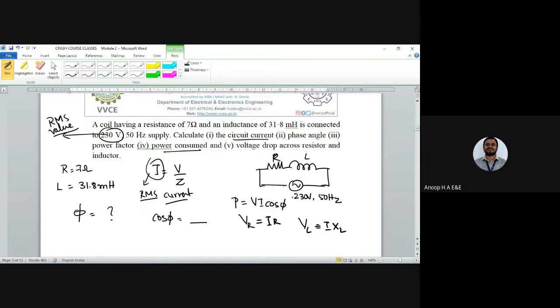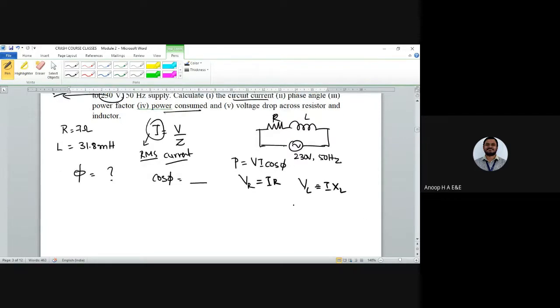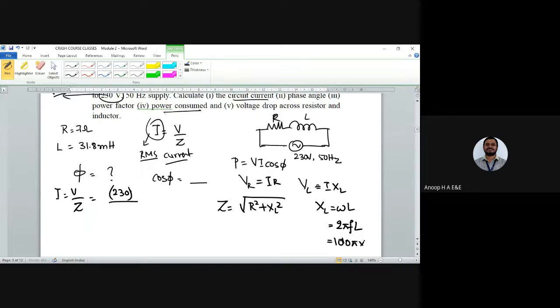I have to calculate the circuit current. As I told you, I would be equal to V divided by Z. V is 230. And what is Z? I have to find Z, which would be equal to root of R squared plus XL squared. XL would be omega L, that is 2 pi F into L. So that is 2 into 50, 100 pi, so 100 pi into 31.8 into 10 power minus 3. What is the answer for XL?